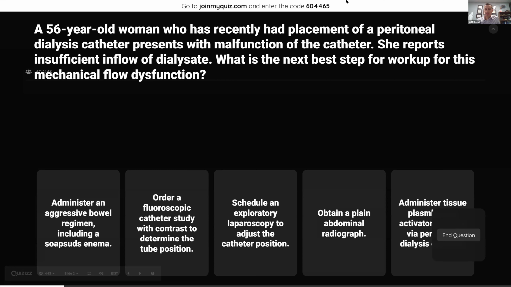A, administration of an aggressive bowel regimen, including soap suds enema. B, order a fluoroscopic catheter study with contrast to determine the tube position. C, schedule an exploratory laparoscopy to adjust the catheter position. D, obtain a plain abdominal radiograph. Or E, administer TPA solution via the peritoneal dialysis catheter. So what is the next best step, the first thing that you need to do?